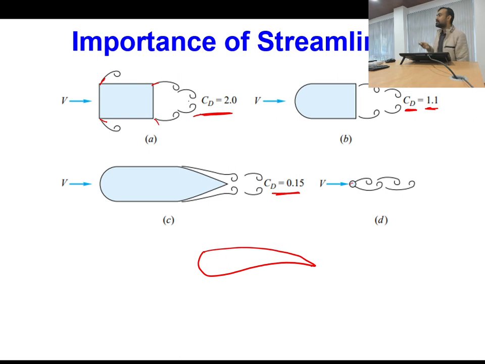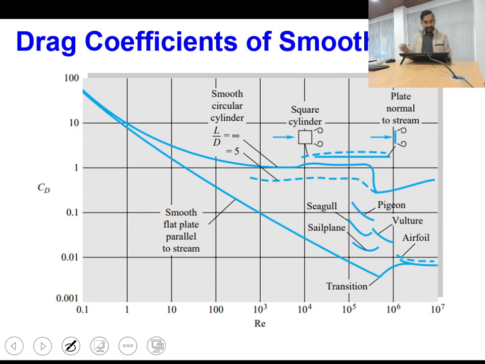So this is nothing but a streamlined structure, because we have significant reduction in the drag. Then these are the drag coefficients for different smooth bodies. So here you can see if you have a smooth flat plate which is parallel to the stream, then this is how the drag coefficient varies.